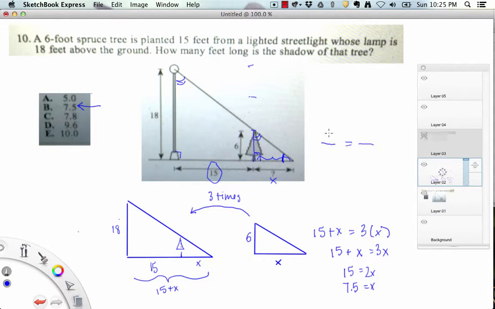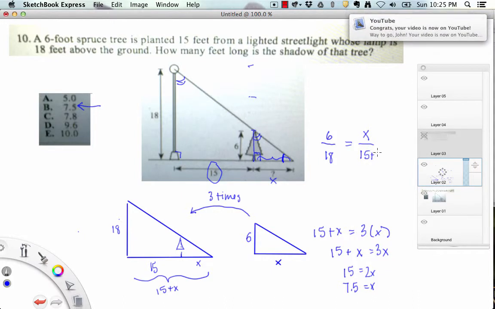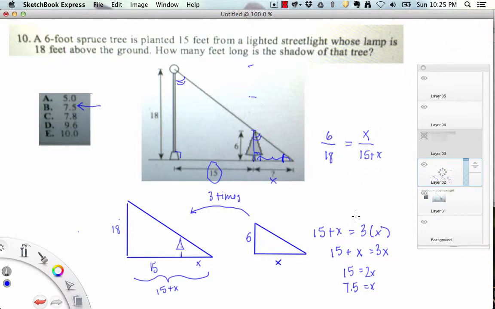So, for one way to put it, we could say 6 is to 18 as the x we're looking for is to, well, the 6 is in the small triangle and the x is in the small triangle. 18 is in the big triangle. So we've got to do the big triangle. That's the 15 plus x. Okay, so that looks a little messier to solve, but we know the algebra will work out because it's going to be the same thing as here.